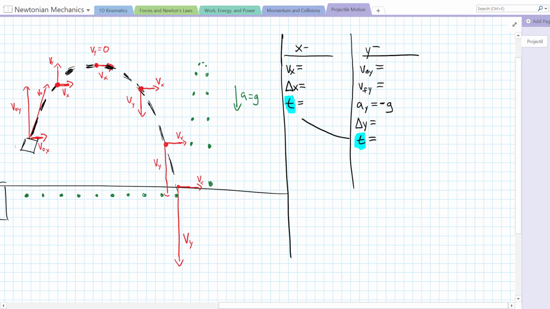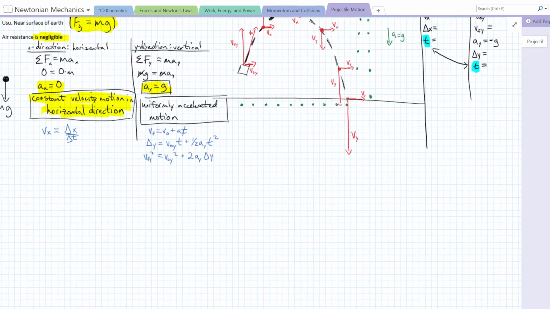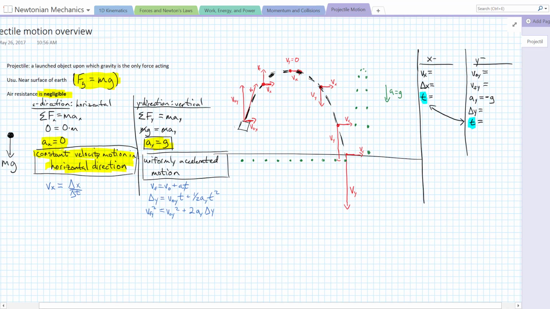And that's essentially what projectile motion is. Object launched through the air. Gravity is our only force, which means we have a constant downward acceleration. In the horizontal direction, it's constant velocity motion, so we have velocity as displacement over time. In the vertical direction, it's uniformly accelerated motion, so we use our uniformly accelerated motion kinematics equations. We set up our x and our y components, fill in our given variables, solve for unknowns, and use time to go from one variable to another.